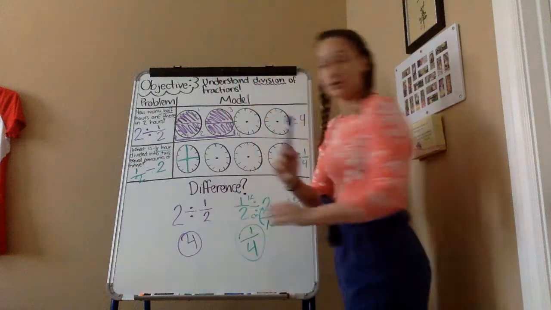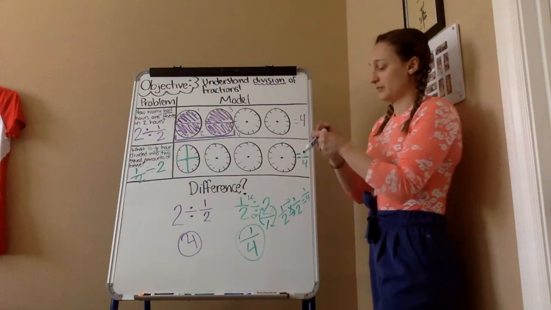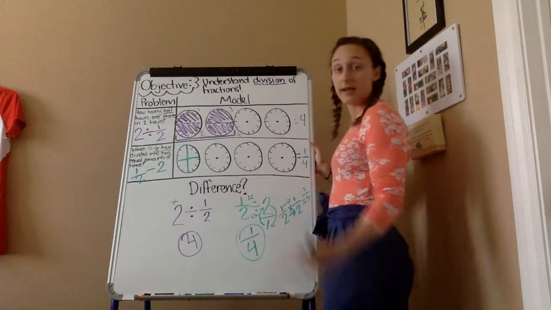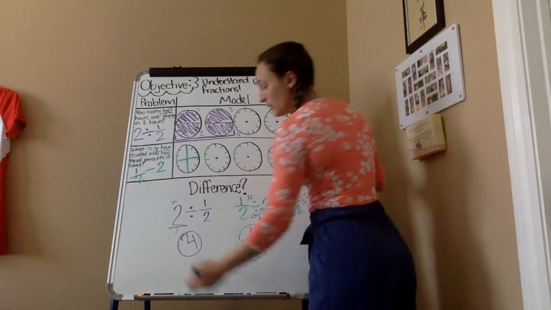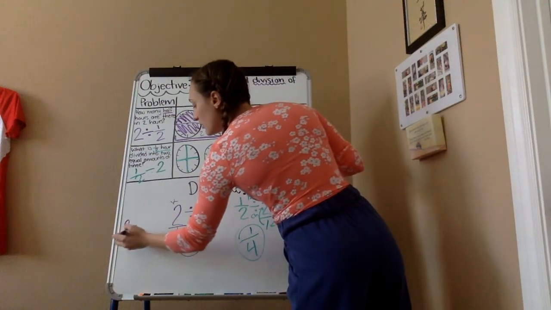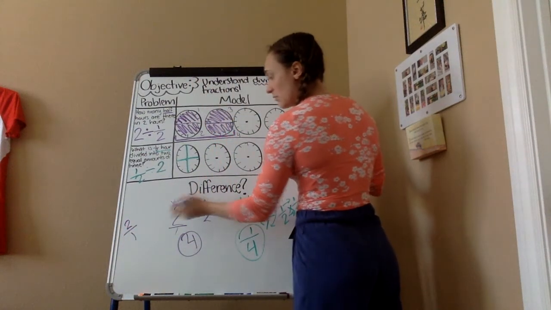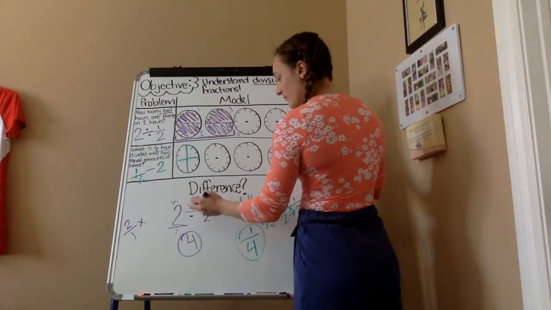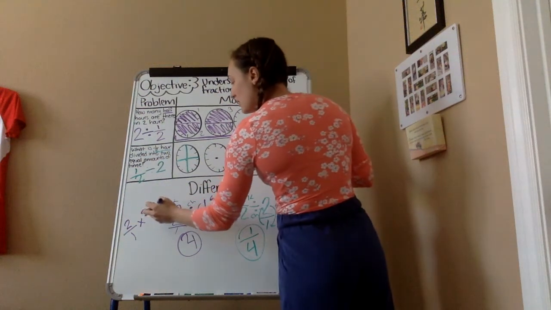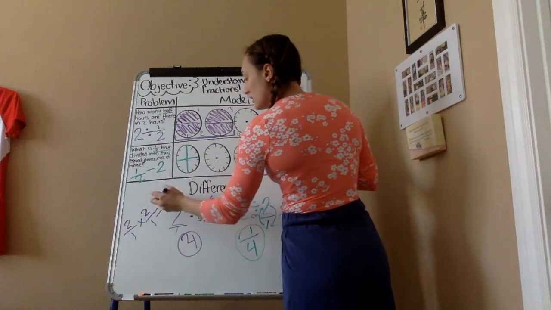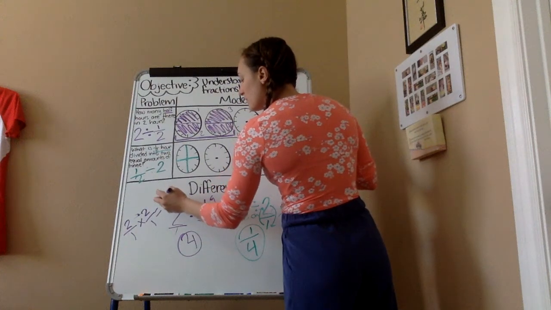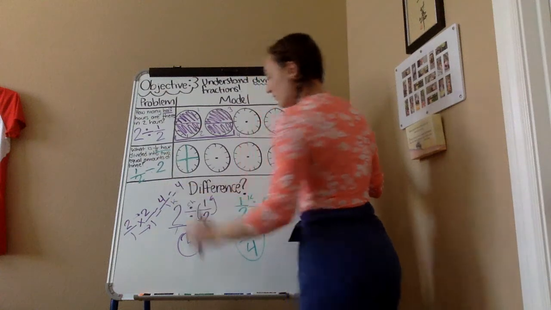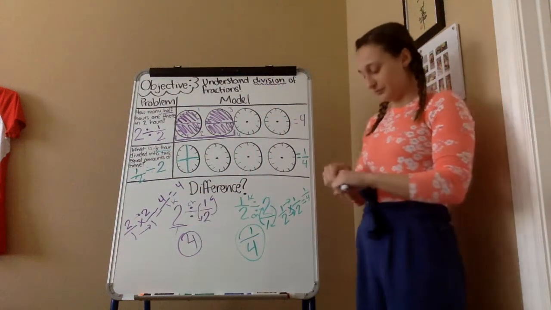And I apologize for not checking this one at first, but we'll check it now. I'm keeping my 2, and again, whole number, put it over 1. So keep. I'm changing my division to multiplication, and I'm flipping this fraction 2 over 1. 2 times 2 is 4. 1 times 1 is 1, and that is equal to 4. Got the same thing. Okay?